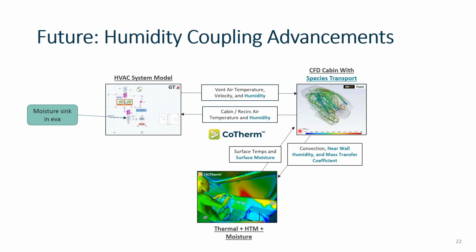Then in terms of thermal CFD coupling, we also want to introduce some coupling with the moisture. So passing a near wall humidity and mass transfer coefficient from Fluent or CFD, and then passing surface temperatures and the surface moisture content to our boundaries in STAR.